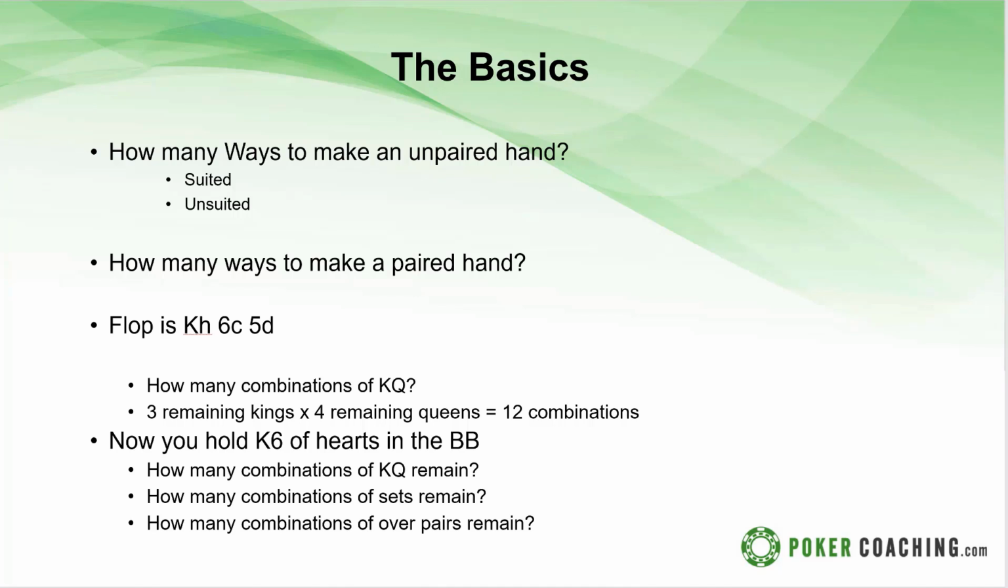I have a question for you guys. You can go ahead and answer in the questions. How many ways are there to make an unpaired hand? Both how many suited combinations are there and how many offsuit combinations, and how many total combinations? Let's just take ace-king, for example. How many combinations of ace-king total are there that you could be dealt pre-flop?